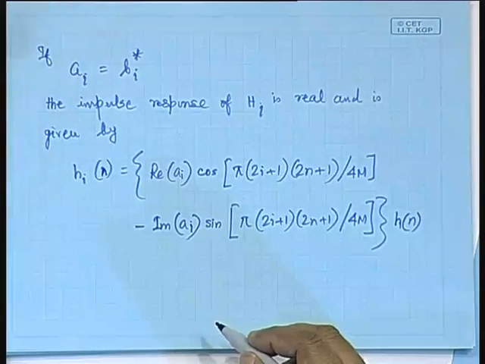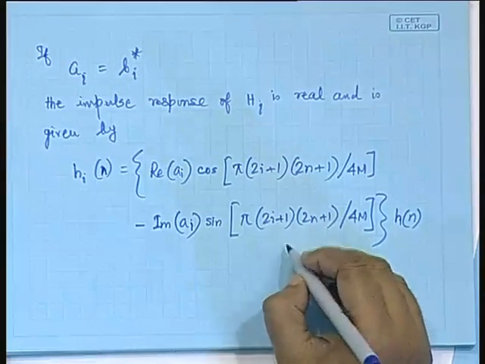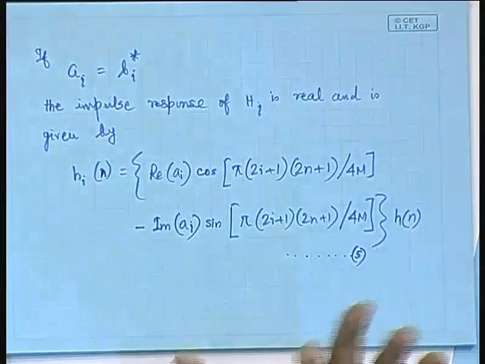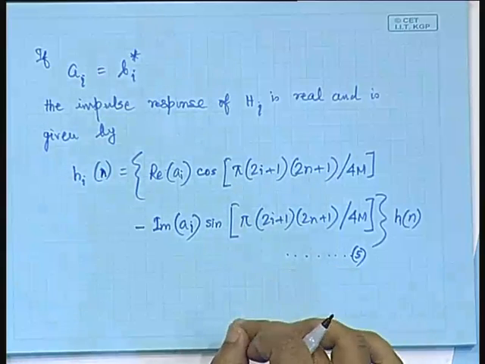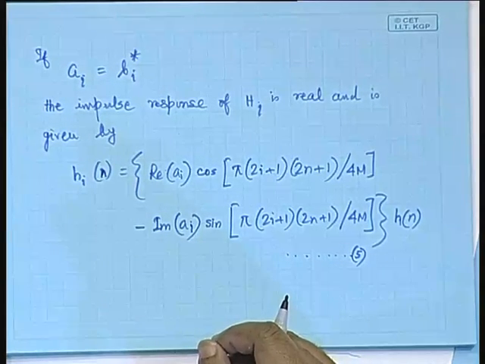Remember what h(n) is? h(n) is the prototype low pass filter response. So, now just try to interpret this equation, equation number 5. Before you interpret this, let us have one more relationship mentioned.